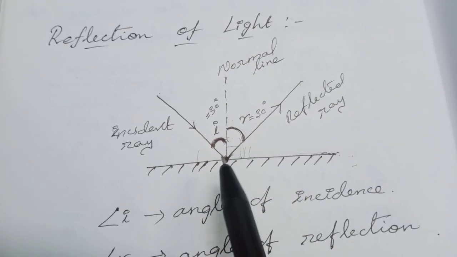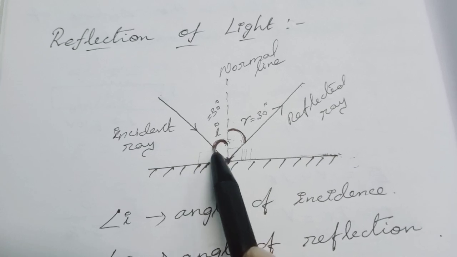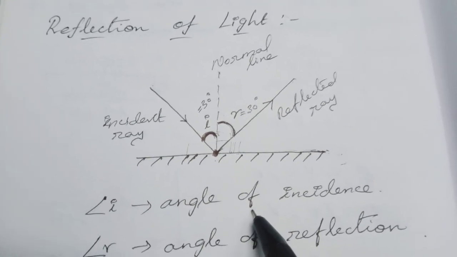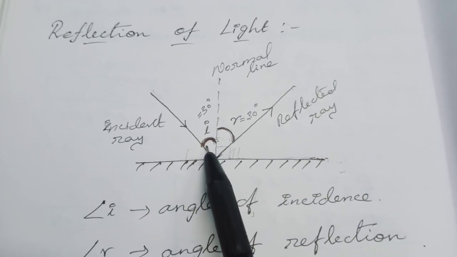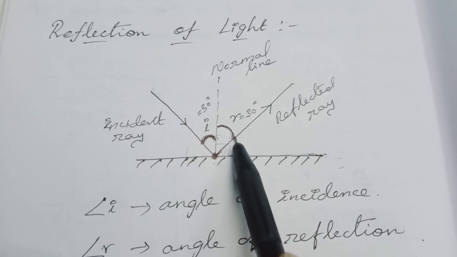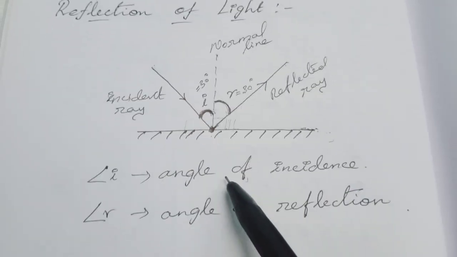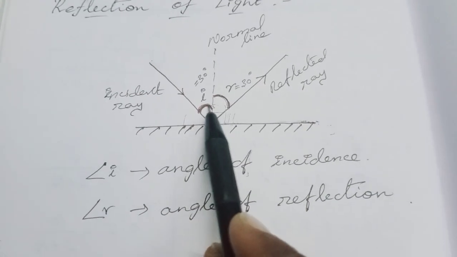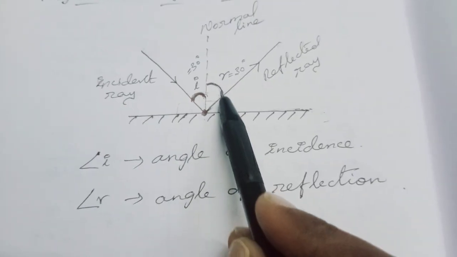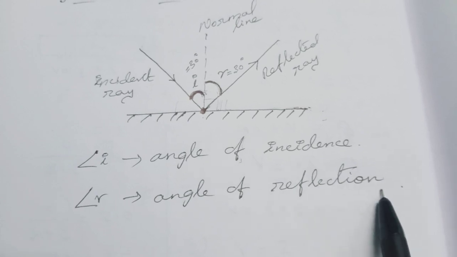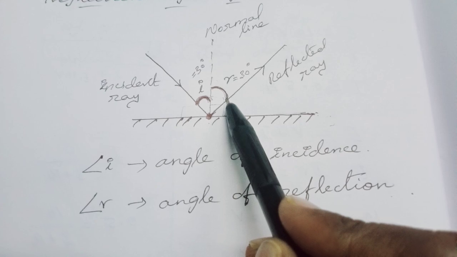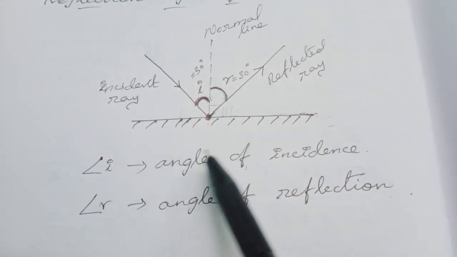So it means the angle of incidence is equal to the angle of reflection. That is the law. Whenever reflection takes place, the angle of incidence is equal to the angle of reflection. This angle i is called the angle of incidence, and this angle r is called the angle of reflection. From the diagram itself we can say the angle of incidence is equal to the angle of reflection.